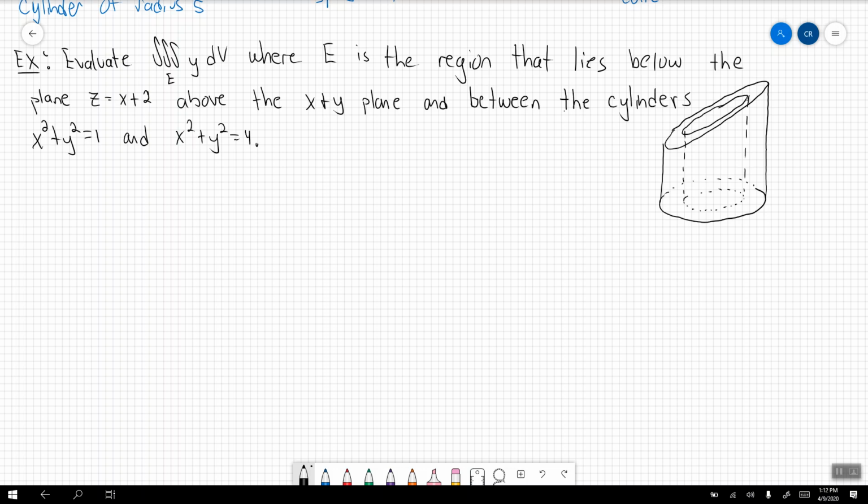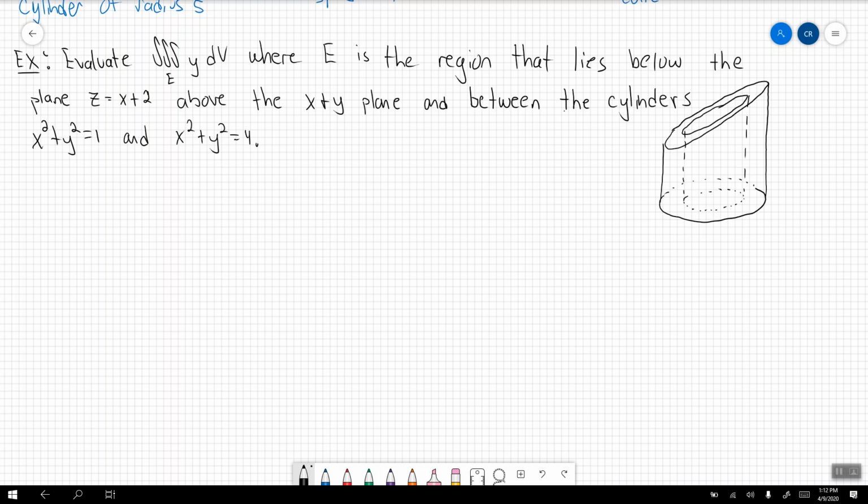We have this plane that is slicing through, and that plane is at z is equal to x plus 2. And then we also have this inner cylinder, which is x squared plus y squared is equal to 1, and this outer cylinder, which is x squared plus y squared is equal to 4. And then we have this bottom part down here, which is the x and y plane.